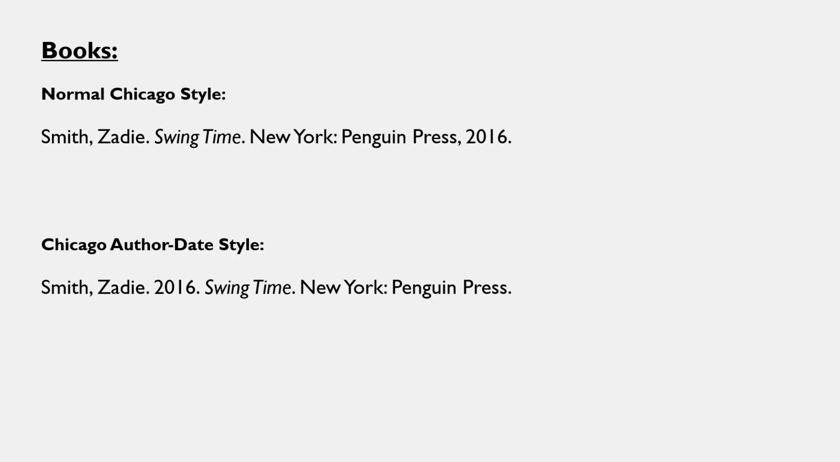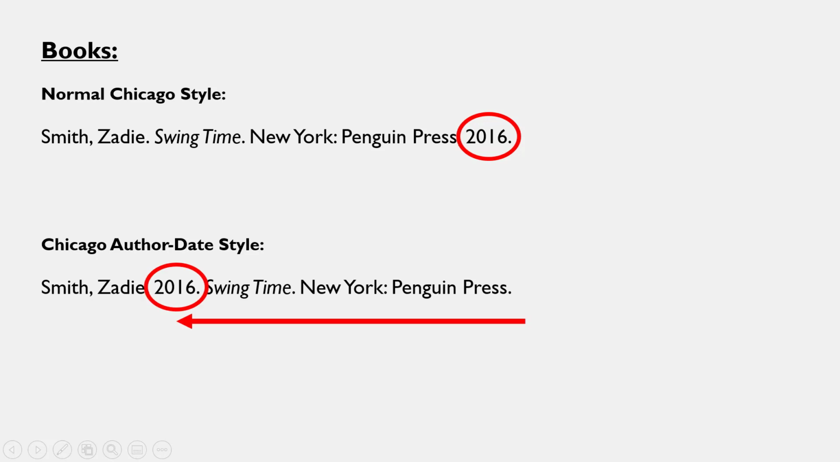Now, in order to make the bibliographic references easily linkable to your in-text citations, they have to be slightly restructured from normal Chicago style. So on the screen you see citations for the same book in both regular Chicago and author date format. The one glaring difference between the two is the date of publication. In regular Chicago style, it's located at the end of the citation. However, in author date, the date is moved from the end of the citation to just after the author name. The date is still followed by a period.